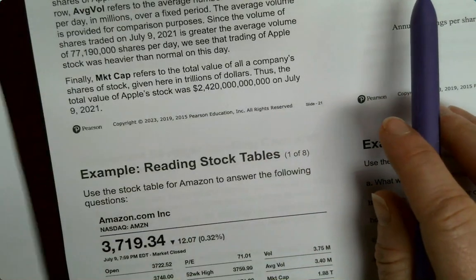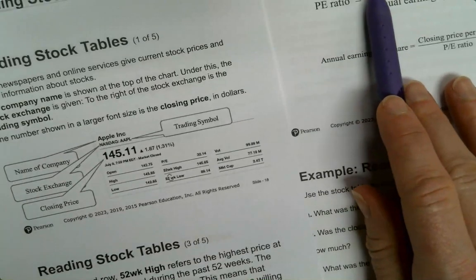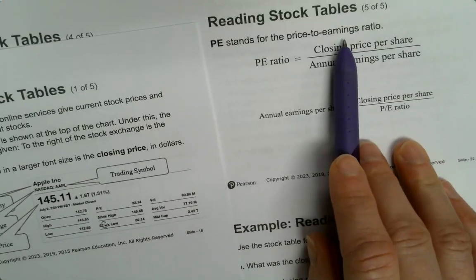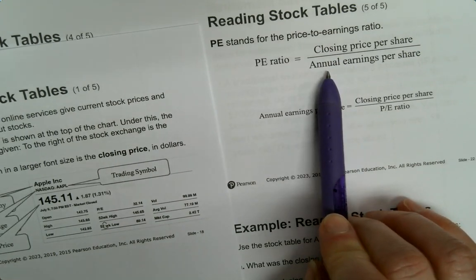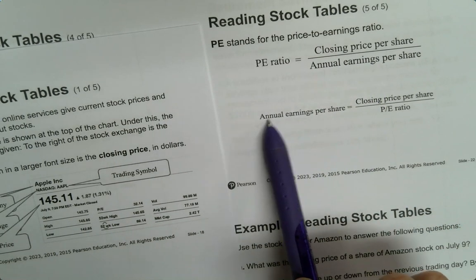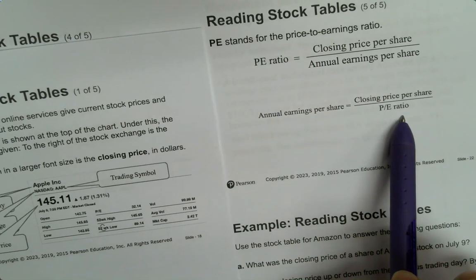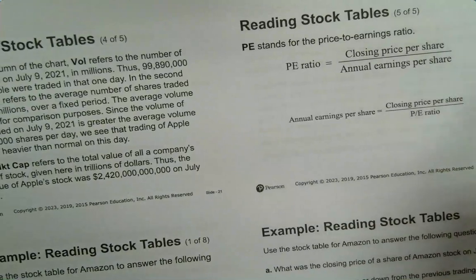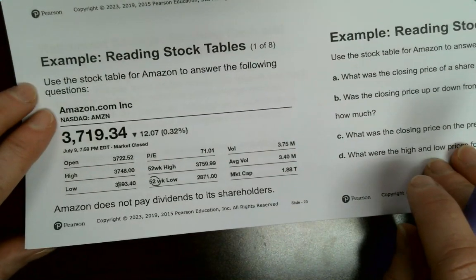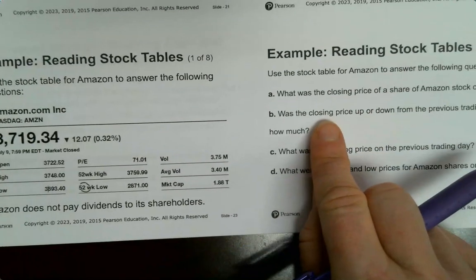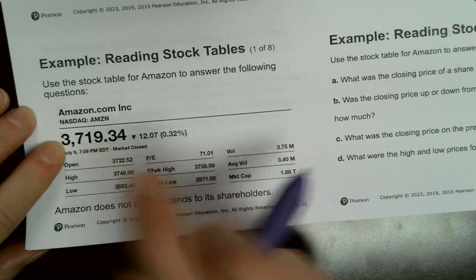And then PE, right here, stands for price to earnings ratio. And it's found by doing closing price over annual earnings per share. You will be asked to find annual earnings using closing price and P/E ratio. So we're going to do an example, reading stock tables for Amazon. So I have some questions over here. What was the closing price on July 9th? So this is our closing price.